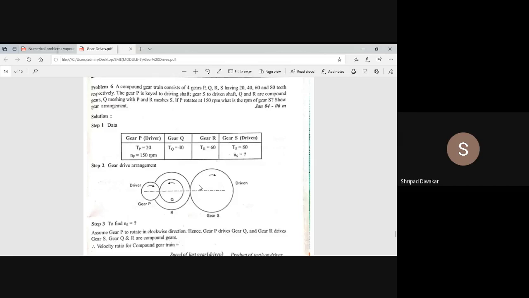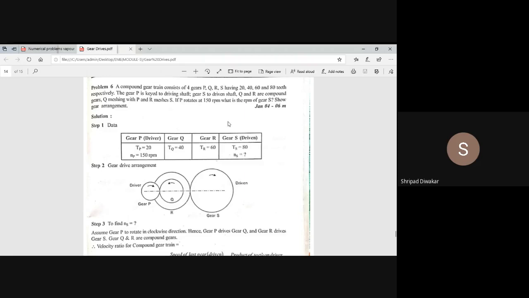So here in this problem, P is the driving gear, S is the driven gear, and Q and R are the compound gears. They are rotating in the same direction and they are connected to the same shaft. Okay, so first you have to show the diagram, and next they have given Q meshing with P. Remember, gear Q meshes with gear P, and R, this outer circle, meshes with gear S. So they are giving it clearly in the problem.